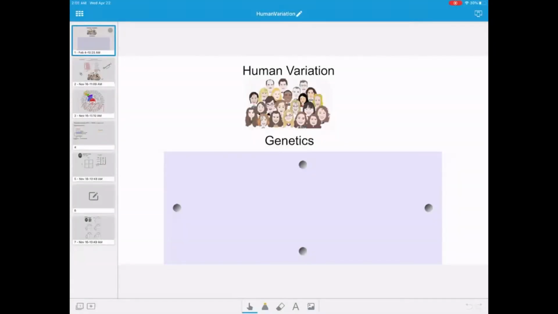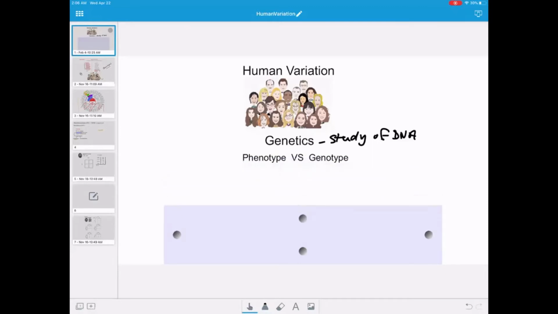So to study human variation, genetics, just to let you know, genetics, let me just change my color here. That's the study of DNA and genes. There we go. But there are two really important words that we're going to come across a lot. And so these two words are genotype and phenotype, or in this case, phenotype versus genotype. And so you do need to know the difference between those because they come up a lot in what we do, especially in our activity today.